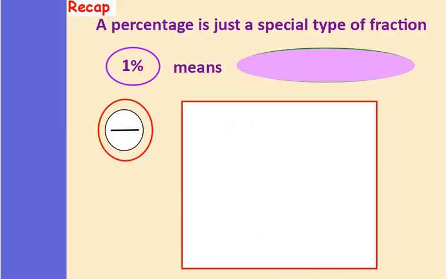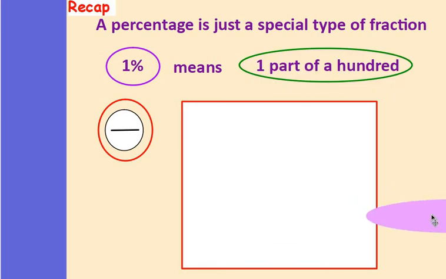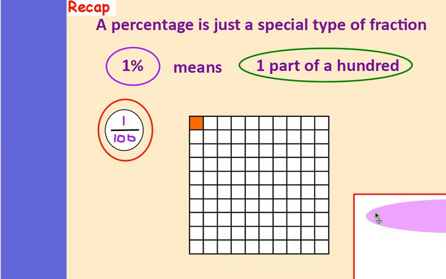Okay, when we talked about percentages, we said it was a special type of fraction. So 1% just means 1 part out of 100. And we showed it on a grid, just like that. We shaded in 1 part out of 100. So if I did a test and I got one question out of 100 right, I would score 1% in that test. Not a particularly great score, but that would be my percentage.